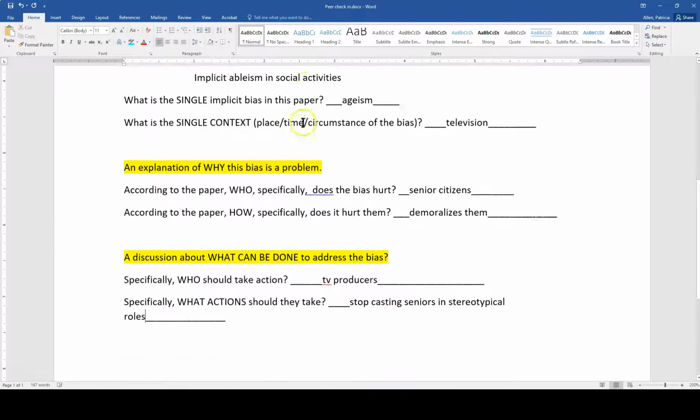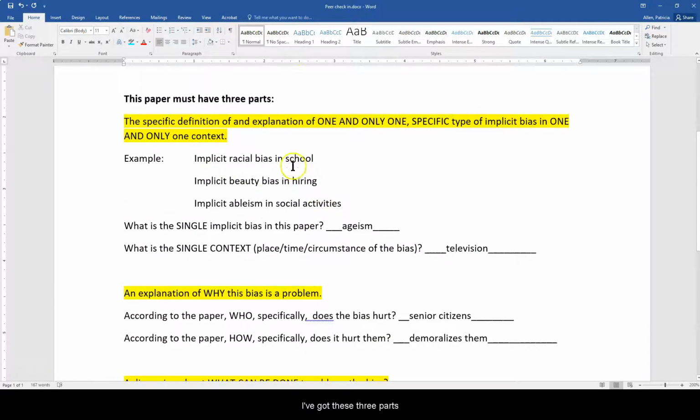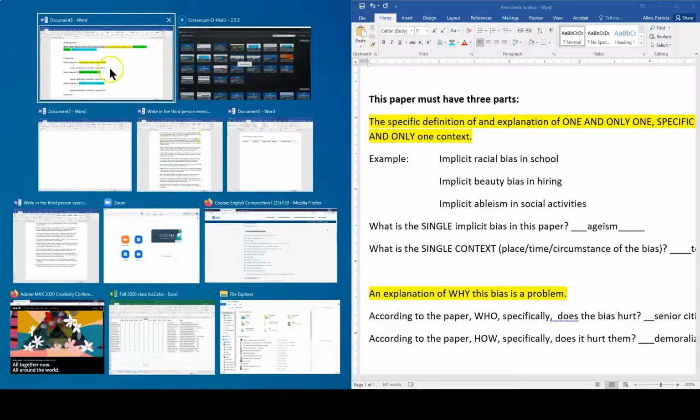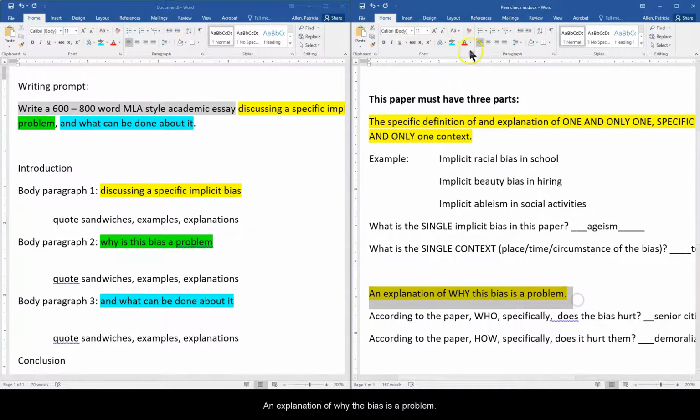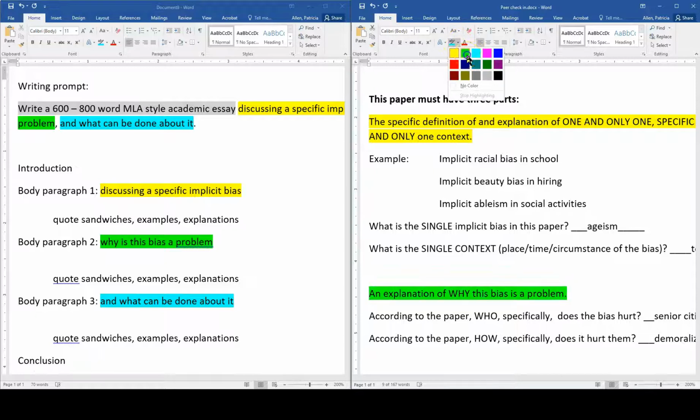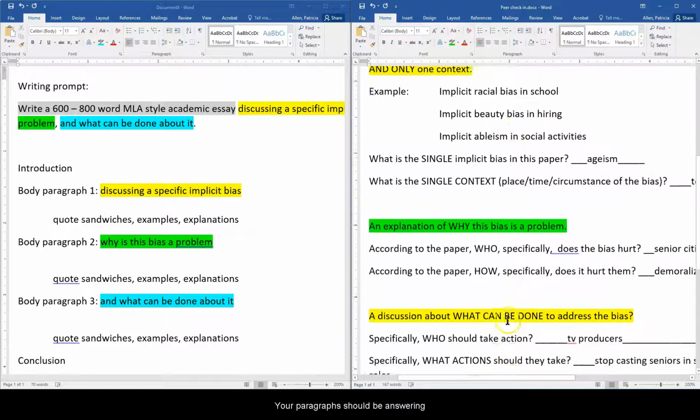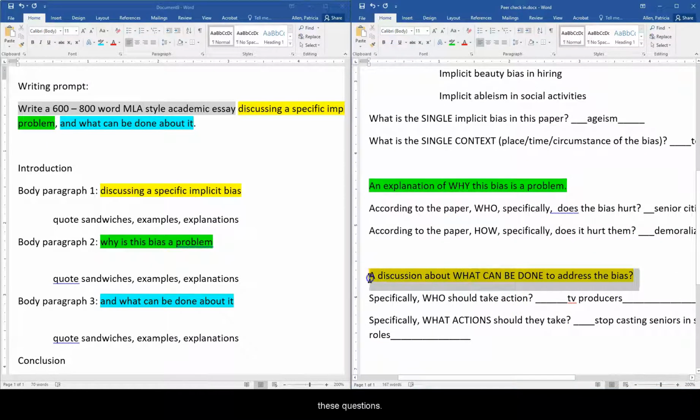So now I've got these three parts of my paper, and I'm going to show you them side by side. And now I'm going to make the coloring match up. So here's discussing a specific implicit bias. There it is. An explanation of why this bias is a problem. Right? So over here, your paragraphs should be answering these questions.